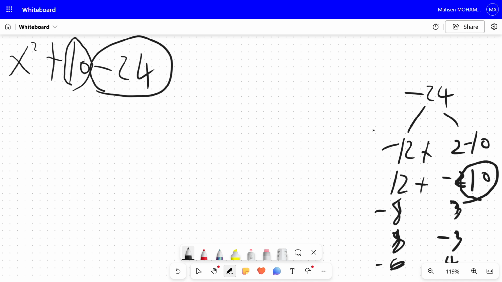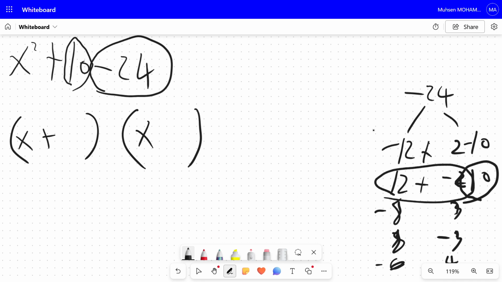So just like before, I will put two parentheses, and in each one I will add the x, and then I'll use these two numbers here, as I will add 12 here, and here I will add minus 2. So now this is fully factorized, and using the FOIL method, I can find the same expression.